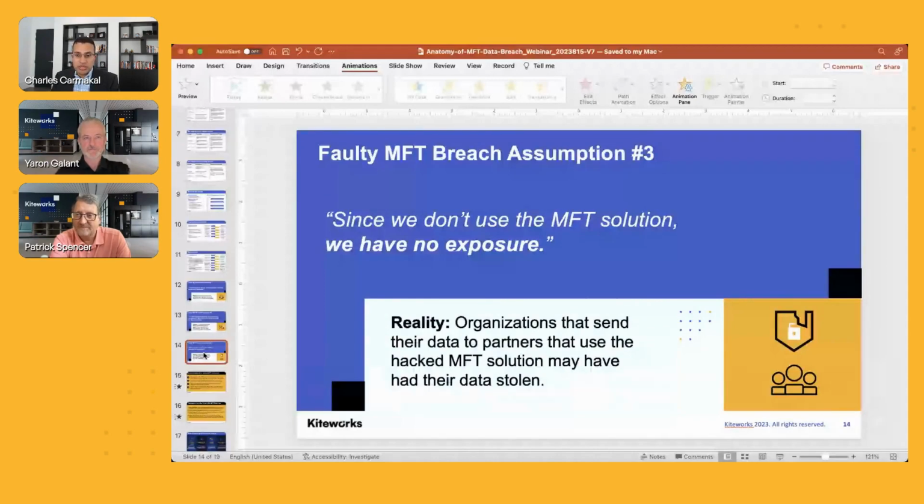But what a lot of organizations forget is that there are users or employees of these other organizations that are sending data to their business partners, and they're uploading the data to that business partner's MFT solution. So it's not just an exposure of who is running the MFT solution, it's an exposure of who's sending data to an MFT solution that potentially could have been compromised.